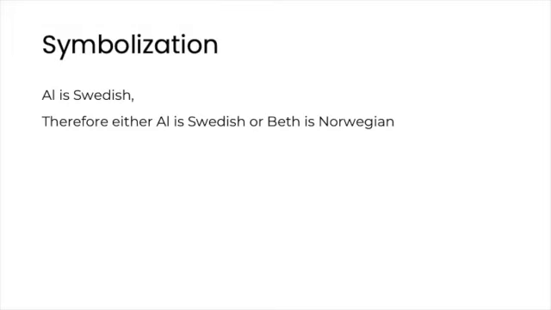Hello. Remember that one of our main goals is to use sentential logic to evaluate arguments that are presented in English. But the tools of sentential logic only work on SL sentences. Therefore, to evaluate an argument such as "Al is Swedish, therefore, either Al is Swedish or Beth is Norwegian," we must first try to represent what it says in terms of SL sentences. This process is sometimes called translation, given that we're going from one language, English in this case, to another.